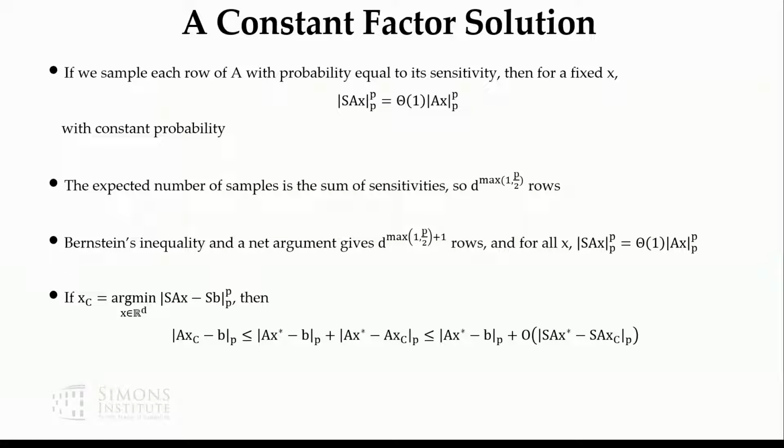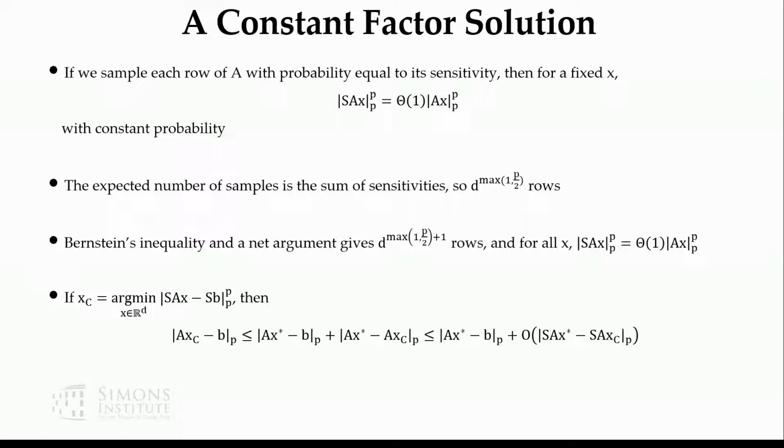Okay, why is this useful for active regression? Well, let's just say that we do this sensitivity sampling with this number of rows, and we get our matrix SA and the corresponding part of the label vector that we read, SB. And we do this sample and solve approach. So we solve this small problem, and we get our constant factor solution. Let's call that x sub c. Why is this a good solution? Well, it's a very simple argument based on triangle inequality.